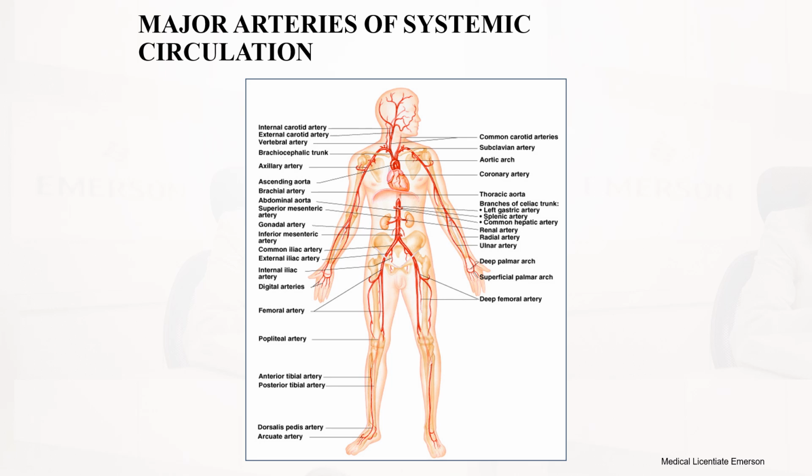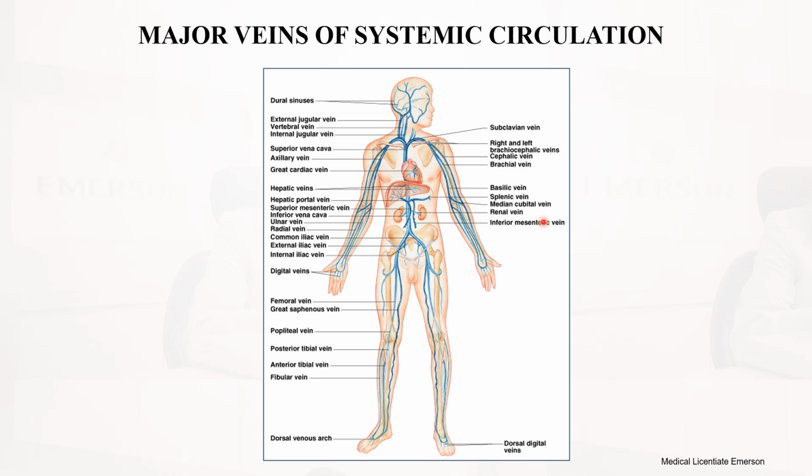Okay, so hope you have paused through and you have gone through most of the major arteries of the system. Okay, the next are the major veins of the systemic circulation. So we have, for instance, here on the arms, of course, the digital veins, you have the ulnar vein, the radial vein.